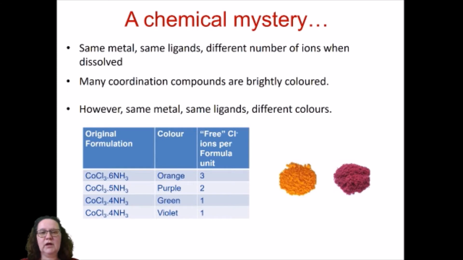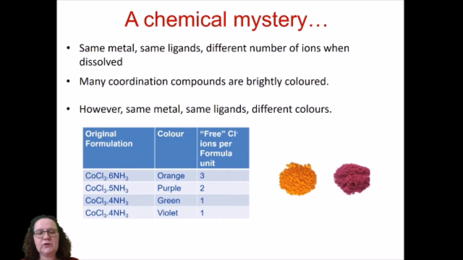Coordination chemistry started with a mystery and started taking the interest of chemists in the 19th century. It all started with something we didn't understand. When you have a salt or a series of salts with the same metal and the same ligands, even in different proportions, they would have different colors. Here we've got the example of compounds, like cobalt chloride with different numbers of ammonia molecules, 6, 5, 4, and 4. First of all, they had different colors.